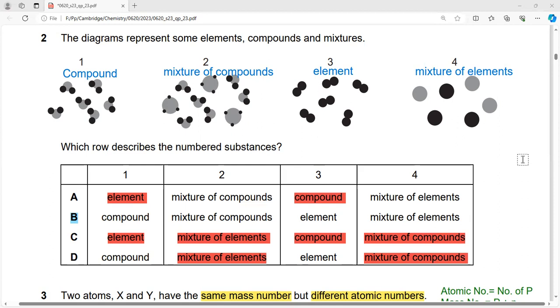In column 3, we shall verify our answer. So column 3 is element. So here B is further confirmed. And group 4 is the mixture of elements. So B is our correct option here.